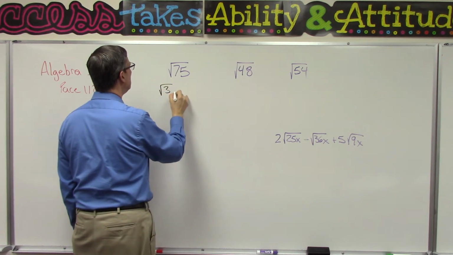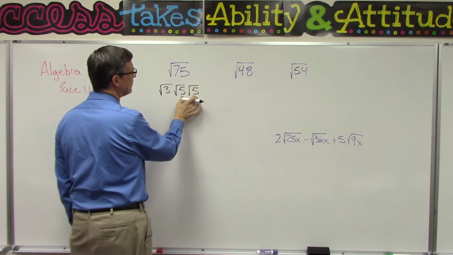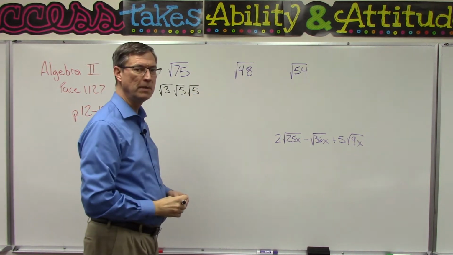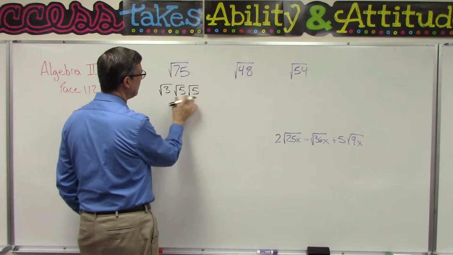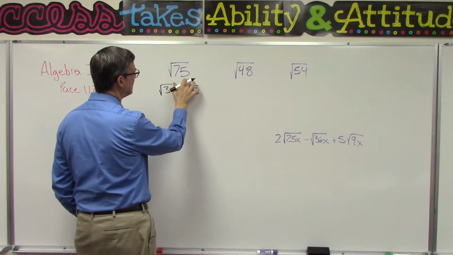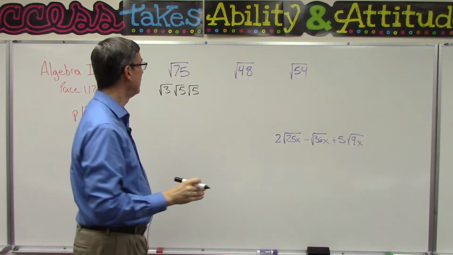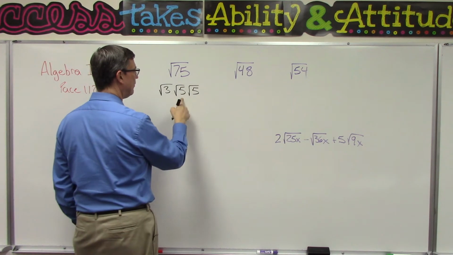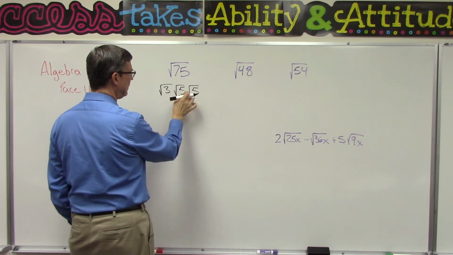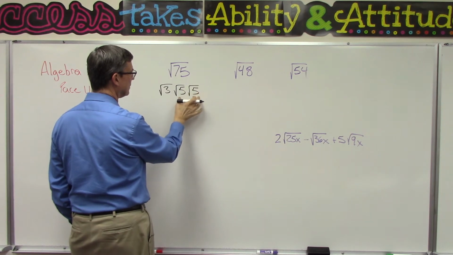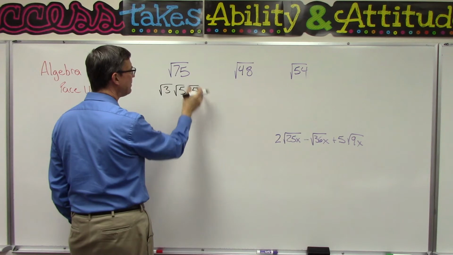So 3 times 5 times 5. 5 times 5 is 25. Or you could think of 15 times 5, but anyways, 3 times 5 times 5 is 75. So I've broken it down to all the prime factors that make up 75. Now, square root of 5 times the square root of 5, I like to say that when you have anything times itself like this, this number under the radical pops out.